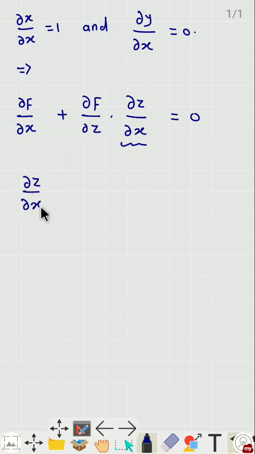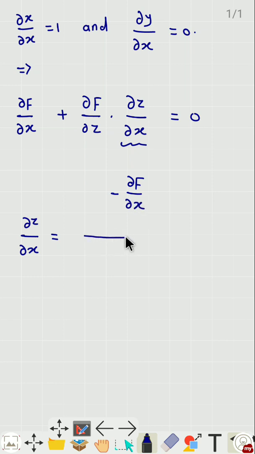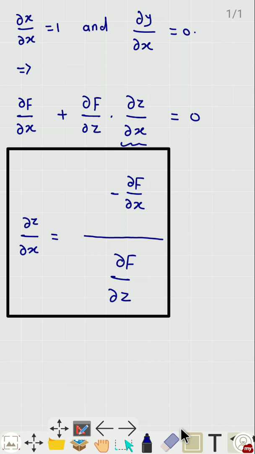So dou z by dou x is equal to minus dou f by dou x, and whole divided by dou f by dou z. So this is the formula to find dou z by dou x.